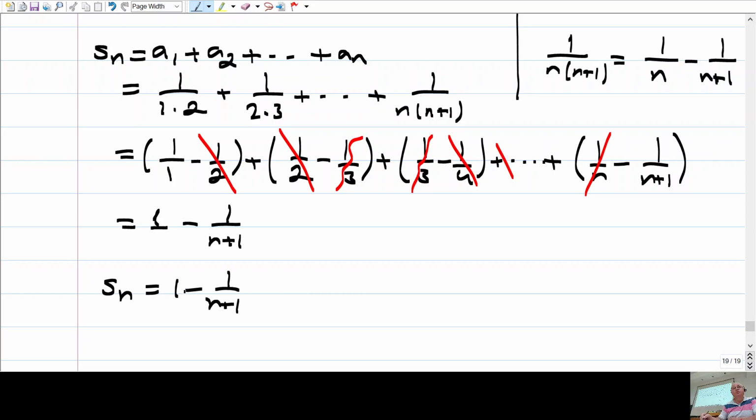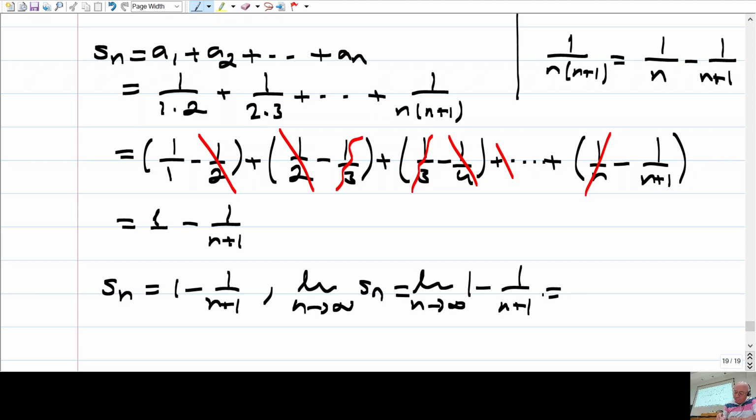Does this converge? Yes, right? The limit of Sn as n goes to infinity is the limit as n goes to infinity of 1 minus 1 over n plus 1. 1 is the constant sequence. It has limit 1. And 1 over n plus 1, as n goes to infinity, will go to 0. So this sequence is convergent and its limit is 1.